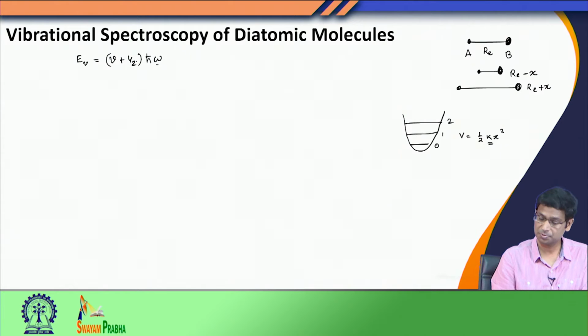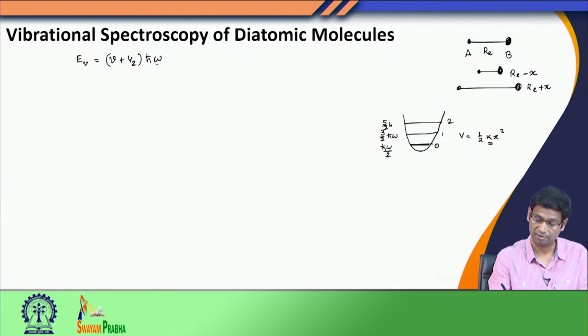Looking at this energy expression, you can see that the lowest energy, which corresponds to v equals 0, is half h bar omega, the next one is 3 half h bar omega, the next one is 5 half h bar omega, with the energy difference between two consecutive levels being constant, and that is simply h bar omega. So, this is about the vibrational motion and the harmonic oscillator energy levels.